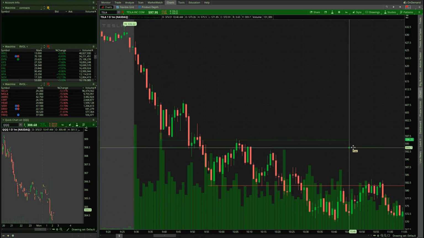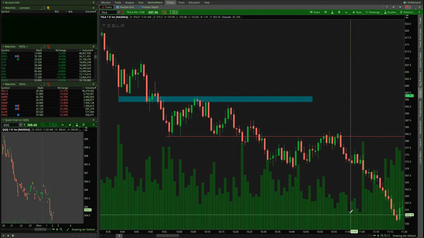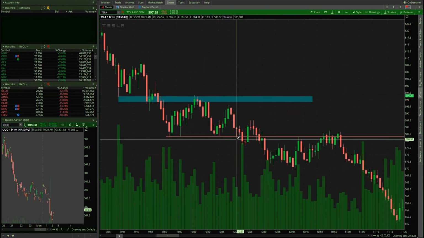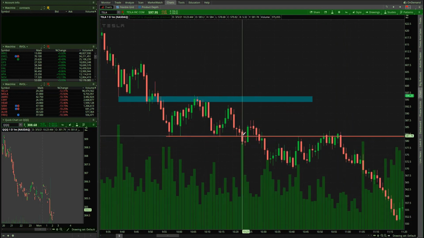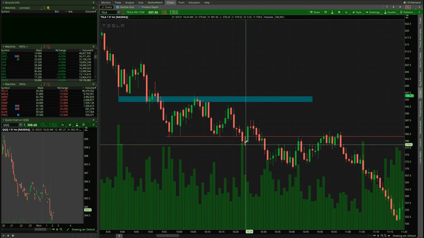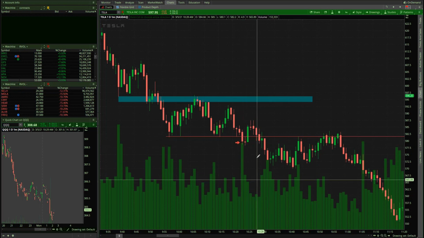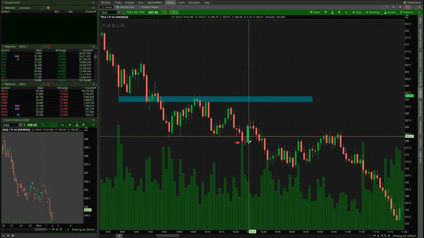Okay, so I'm going to expand this just a little bit more. And here you guys can see that we do break. So this would trigger my entry, right? Sometimes I don't enter right at the break. I make sure that the candle closes, which this one did. And then the next one came in red. So I entered either at the close of this candle or at the open of this one. And you guys can see here the rejection right away. That is not a good sign.